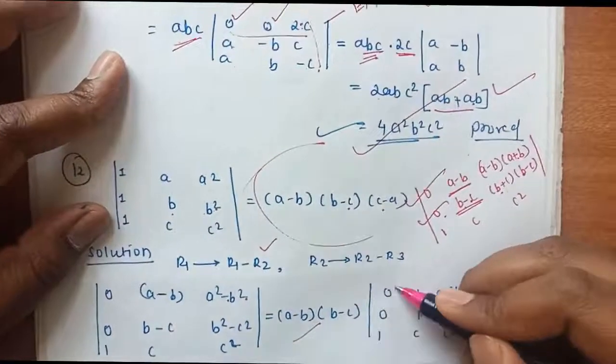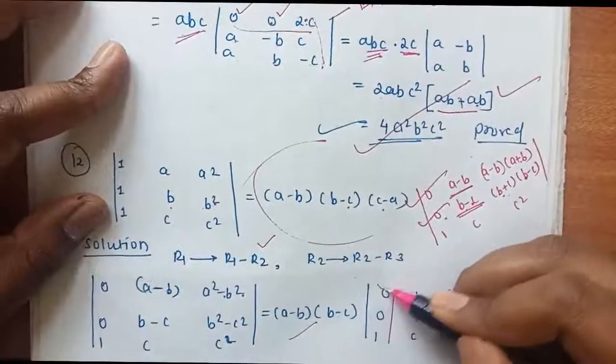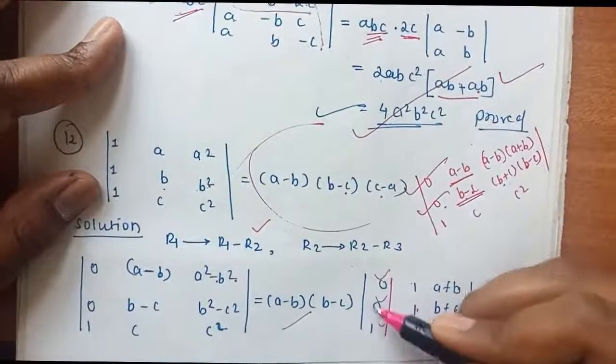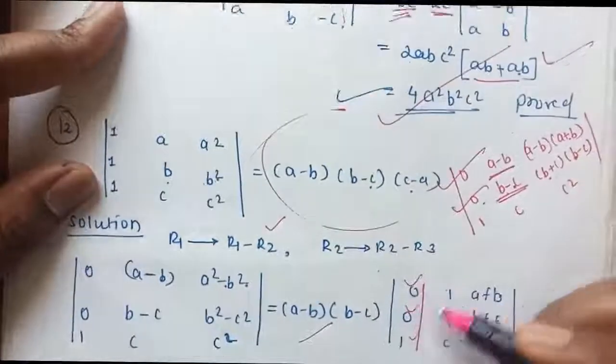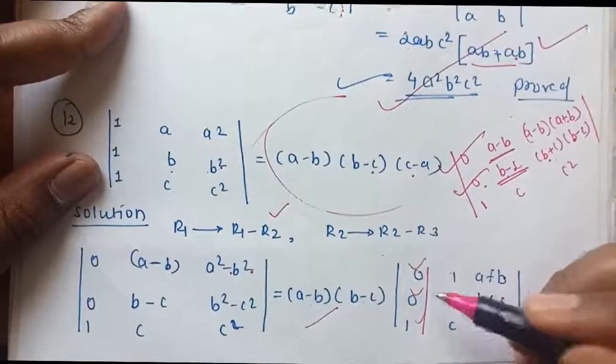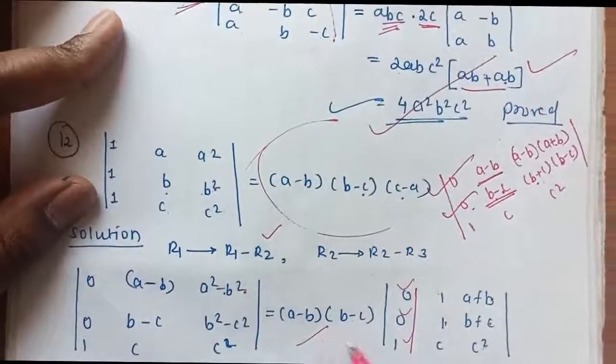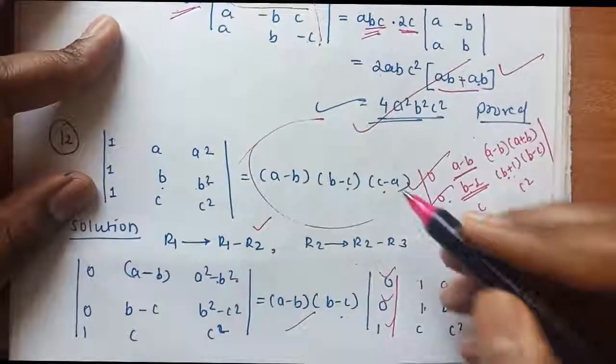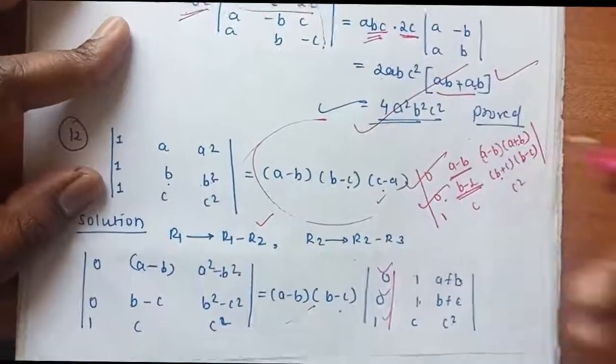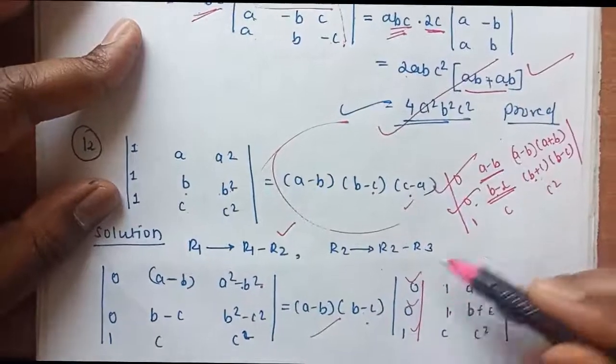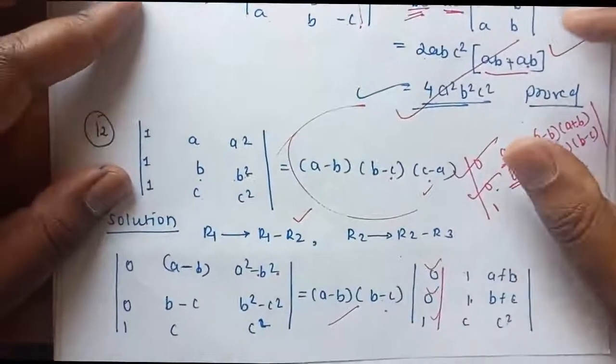Now see here, if I check this column, it is 0 0 1, so I can easily expand this determinant along the column 1. So a minus b I got, b minus c I got, so the only thing is I have to get the c minus a. To get the c minus a, I can expand this determinant along the column 1.